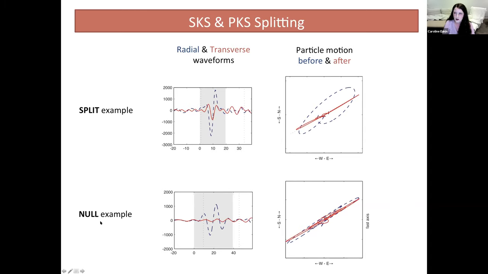For the example of the null, where there's no splitting detected, we still see the shear wave arrival on the radial component, but we see nothing or very little energy on the transverse component, and the particle motion is already linear and aligned with the back azimuth. This can occur when your initial polarization of your back azimuth is already aligned with the fast or slow geometry of anisotropy. So such null measurements can often also be useful in helping you try to determine what is the geometry of anisotropy and the geometry of the deformation.